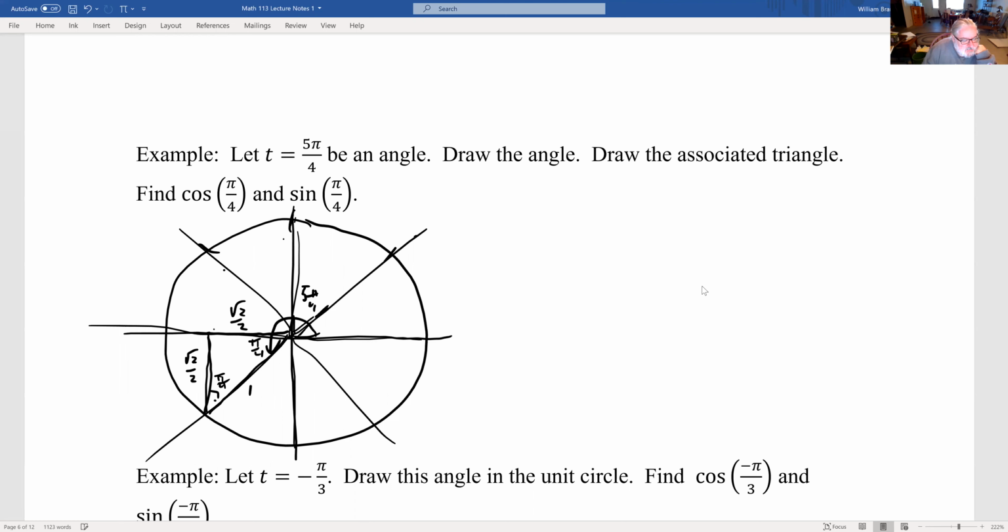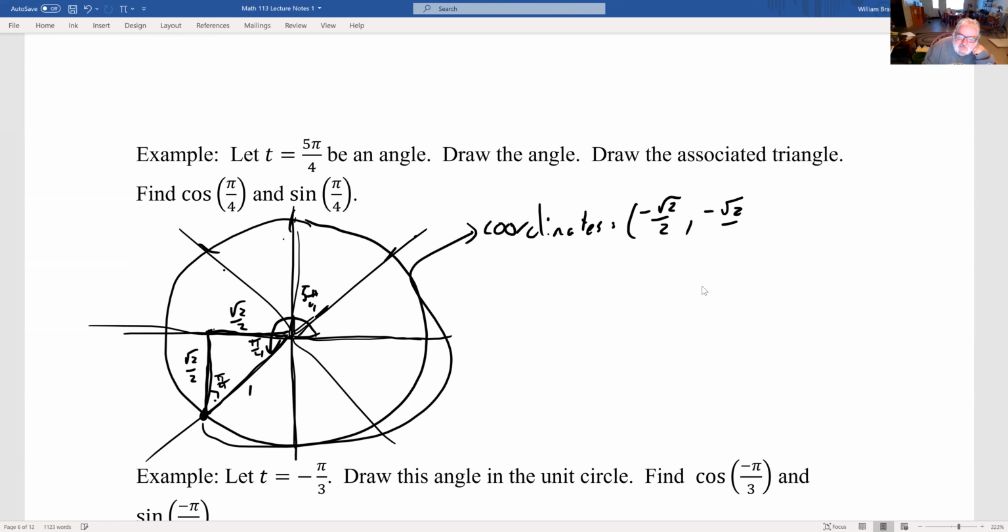But if I start thinking about them as the coordinates of this point, we're going square root of 2 over 2 to the left, right? Which means our coordinate is minus square root of 2 over 2. And then we're going square root of 2 over 2 down. So that's also minus square root of 2 over 2. So that's what this point is.